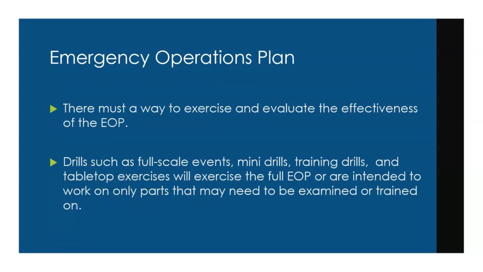How do we determine our emergency operations plan works? Well, we need to exercise it. We need to evaluate the effectiveness of our emergency plan. So we need to have drills, whether it's full-scale drills, mini drills, training drills, tabletop exercises, small parts of the operation, full-scale operation, whatever we need to make sure that the plan works and that the parts work as they're supposed to, and that the training works as it's supposed to. Once they are done, we're going to evaluate them, and then we're going to take those evaluations, do our after action reports, and then we're going to adjust the emergency operations plan as we need.